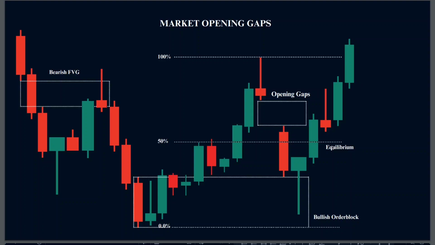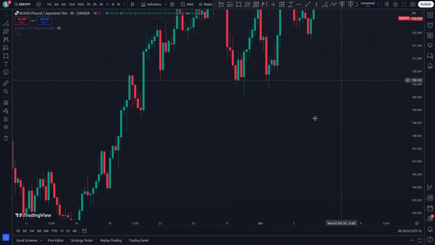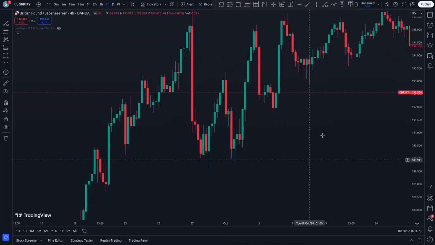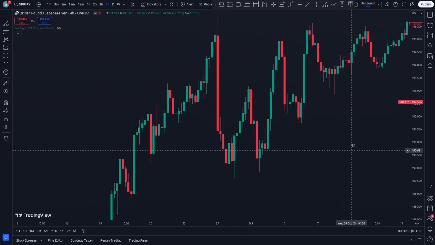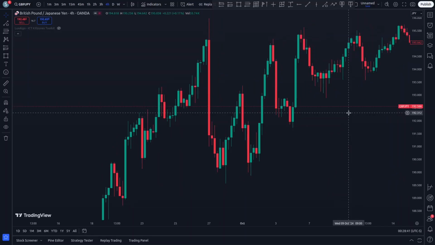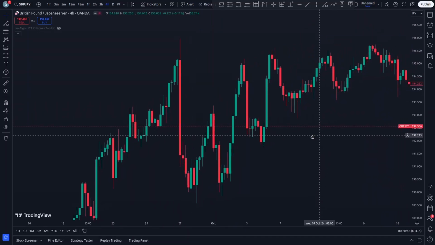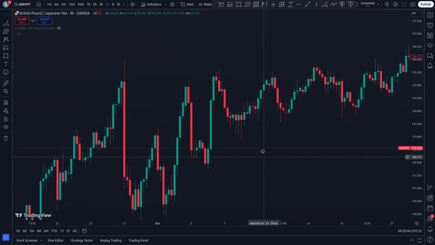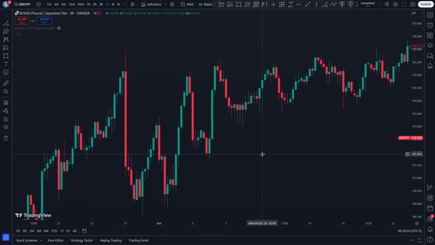So let's go to live charts and look at how these things work in the real world. Let's use this as an example. This is British pounds, Japanese yen. We have price in a bullish trend. Our order flow is bullish.